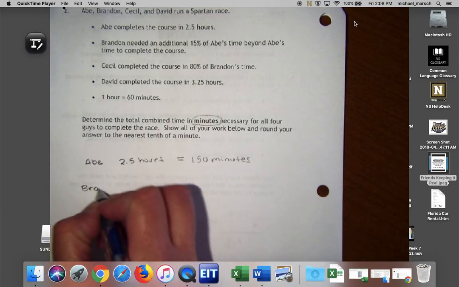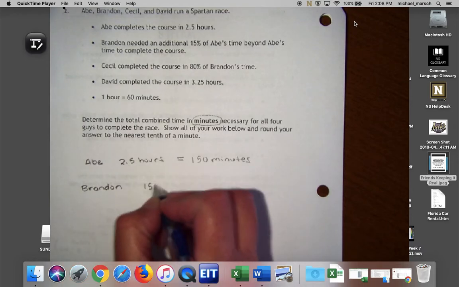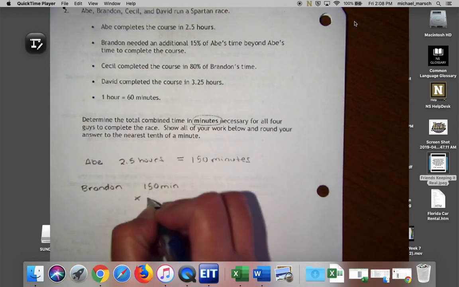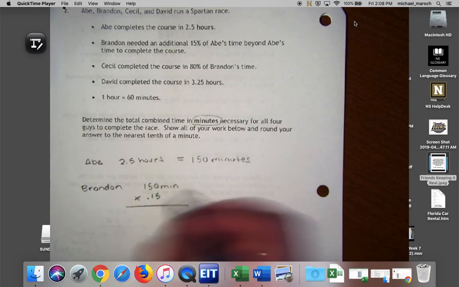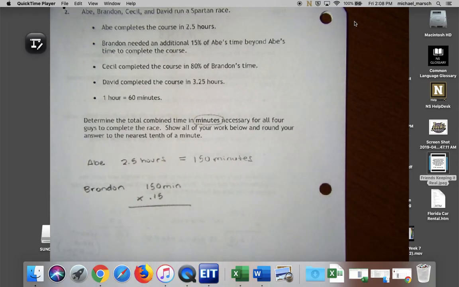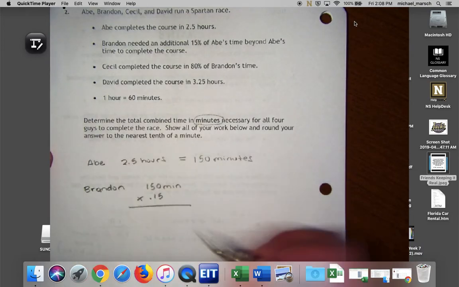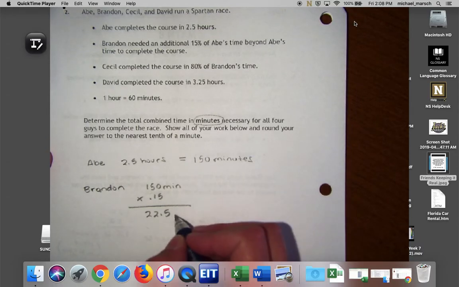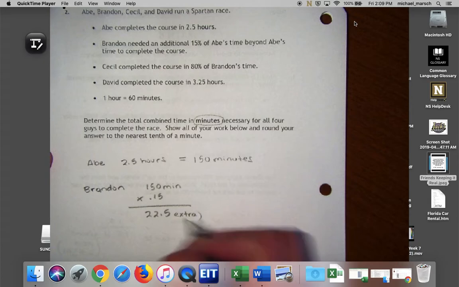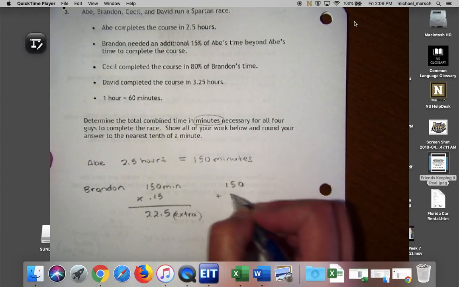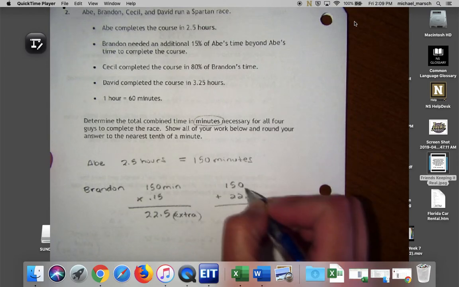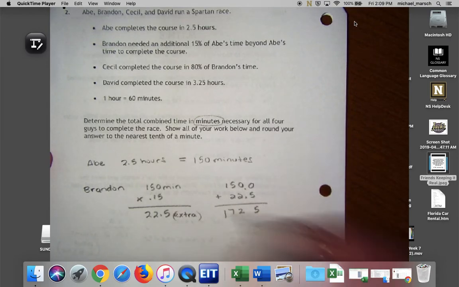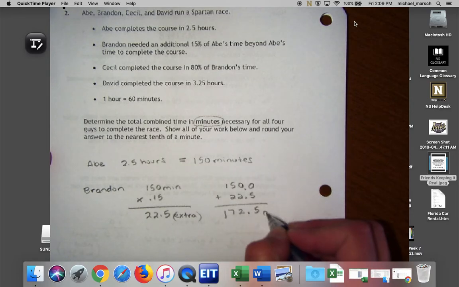So for Brandon, we're going to take the 150 minutes times 0.15. I'm going to use my calculator, guys. Smarter, not harder. 22.5. And you add, yep. So then we add 150 plus the 22.5. So Brandon's time is 172.5 minutes.